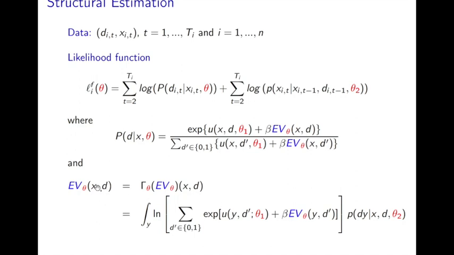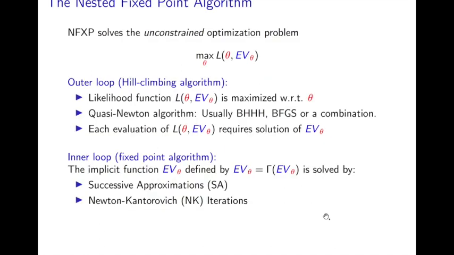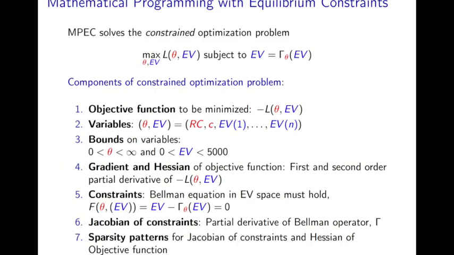Well, you can also differentiate this with respect to EV, and you can see it appearing on the right hand side. So it's beta times something. Okay, and we're going to derive it in just a little bit. So these are the Jacobians of the constraints.